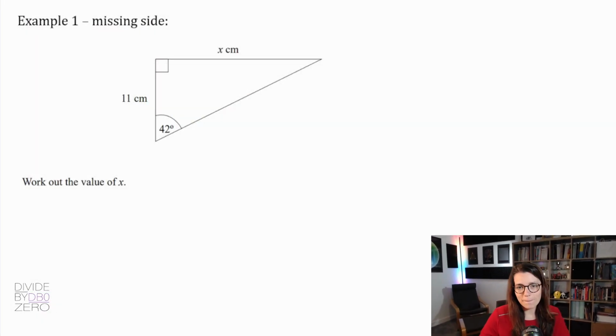Example 1, we've got a missing side on a right angled triangle, and our job is to work out the value of x. So step 1 with any problem like this is to label the sides, and we're going to label the sides h, which stands for hypotenuse, and that's always the longest edge of a right angled triangle, the one opposite the right angle.